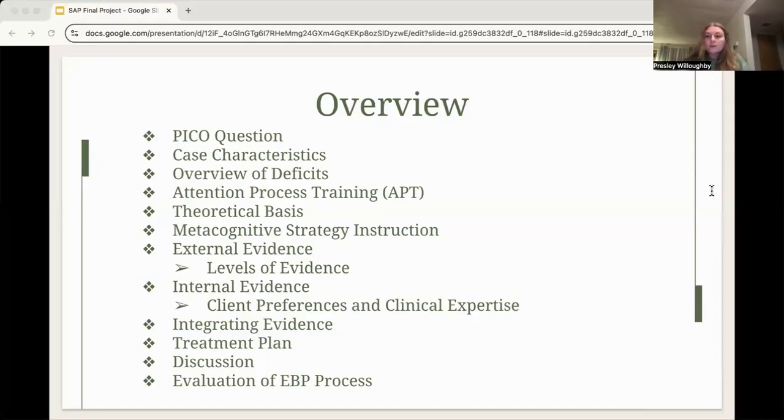I will then summarize the external evidence, where I will briefly highlight levels of evidence and major findings from 4 key studies. After discussing the research, I will move on to internal evidence consisting of clinical expertise and client family preferences. And finally, I will integrate all sources of evidence, present the treatment plan I developed, and conclude with an evaluation of the EBP process.